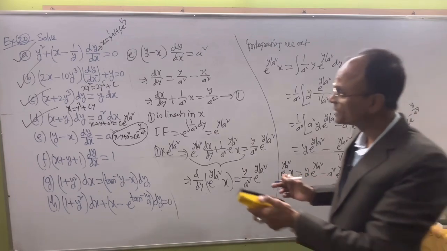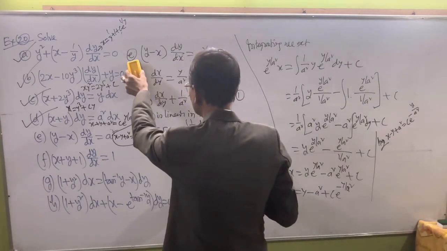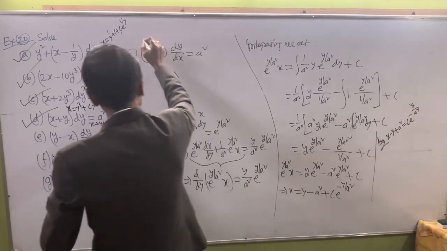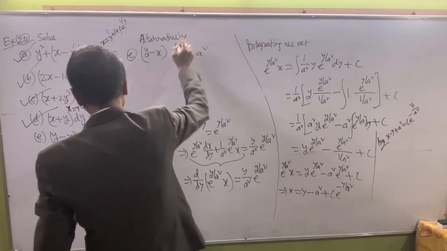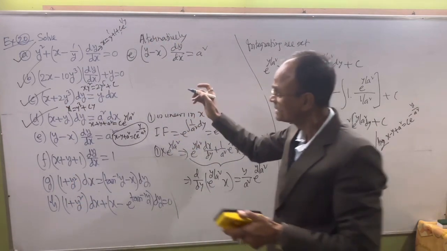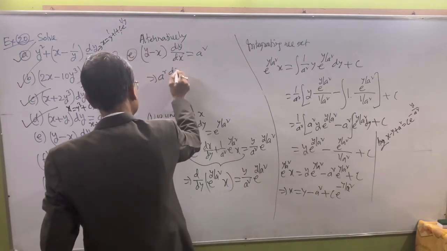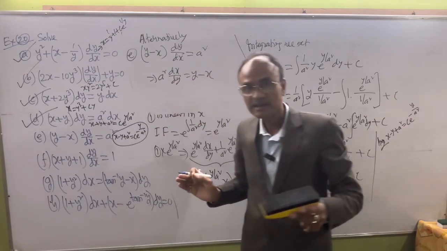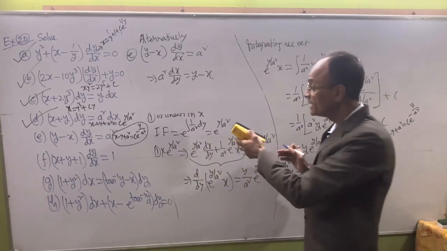Now, do it by the alternative method. Alternative method. Now, alternatively, dx by dy. This means a square dx by dy equal to what will it be? y minus x. A square dx by dy, this is equal to y minus x.